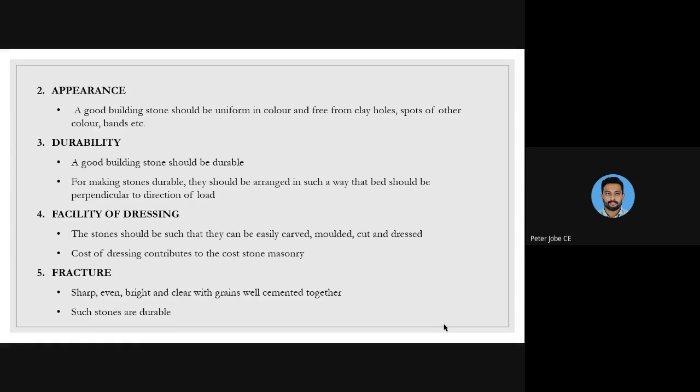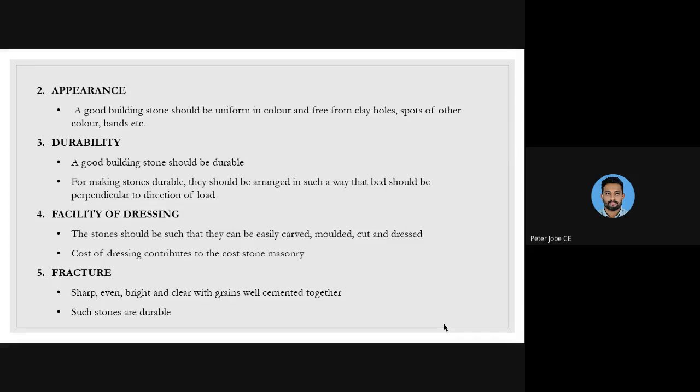So we were talking about durability, and in order to achieve durability, the stone should be arranged in such a way that the bed is perpendicular to the direction of load. And next is facility of dressing. Dressing means we should be able to cut the stones into required size and shape.